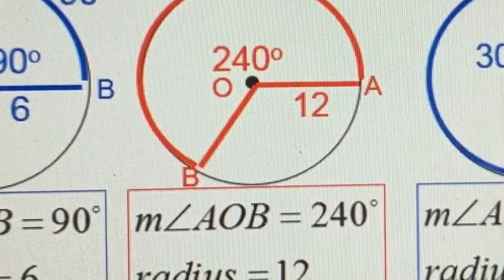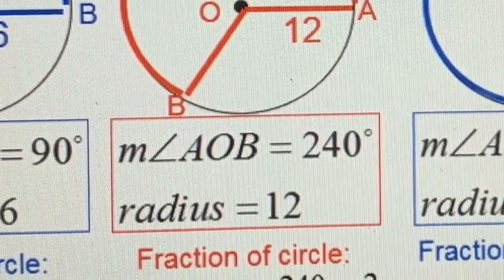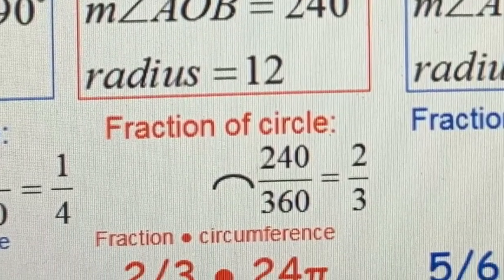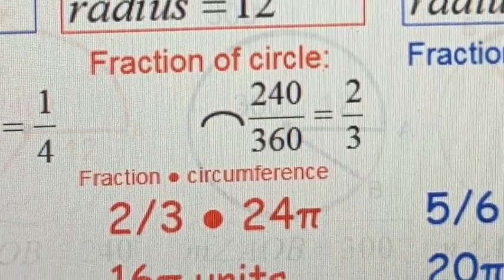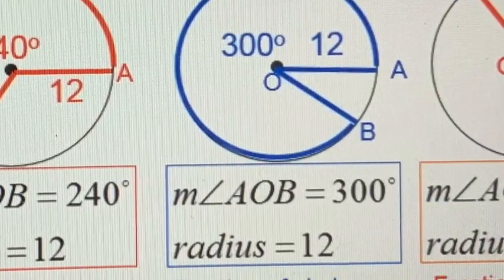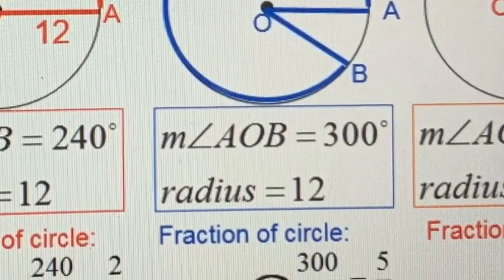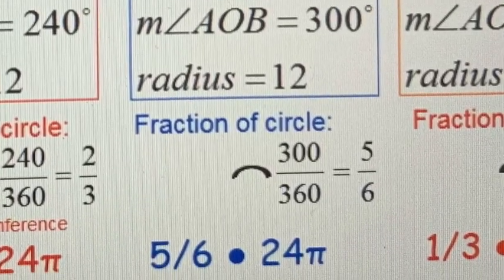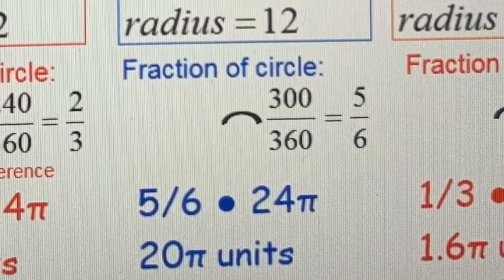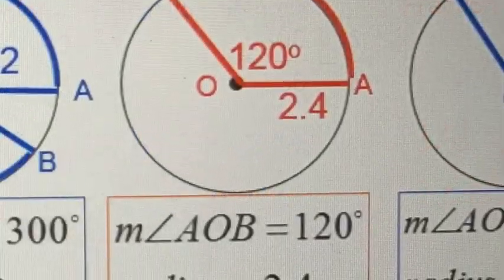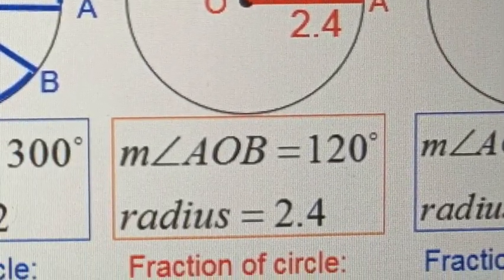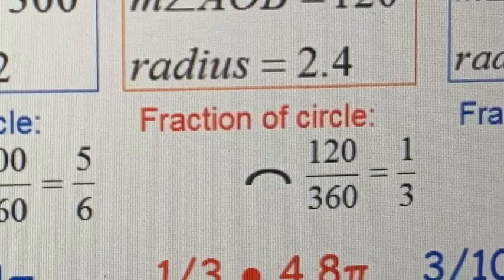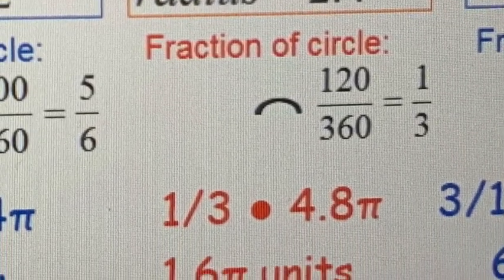This one, 240 divided by 360 is 2/3 of 24 pi is 16 pi units. 300 divided by 360 is 5/6 times 24 pi is 20 pi units. The last one, 1/3 times 2.4 times 2, which is 4.8 pi, is 1.6 pi units.